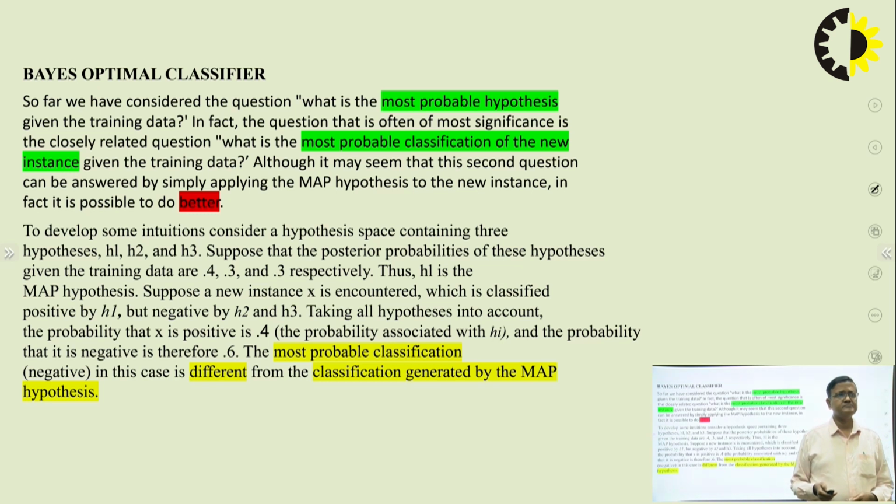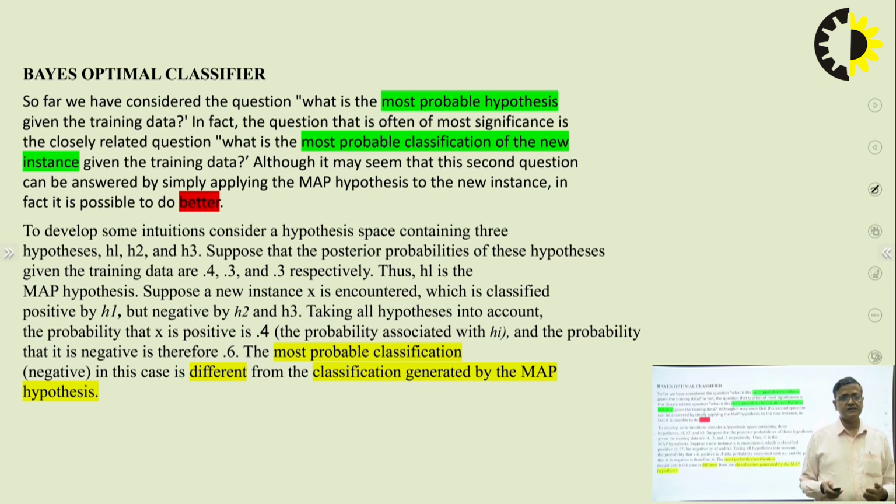But we can improve this further, in the sense that we can find the most probable classification of a new instance given the training data. As of now, what we have found is the most probable hypothesis given the training data. Now the question is, what is the most probable classification of the new instance given the training data? So in that case, what to do? Whether to use HMAP or whether to use HML.